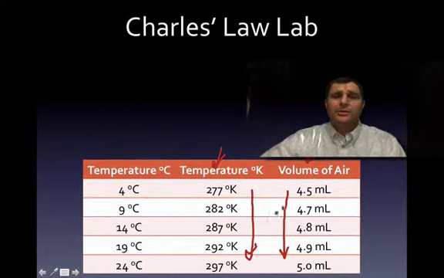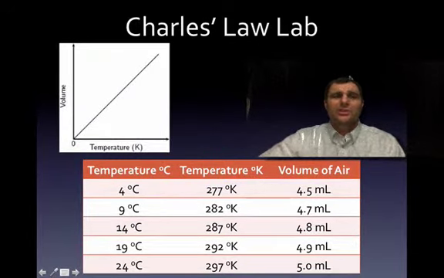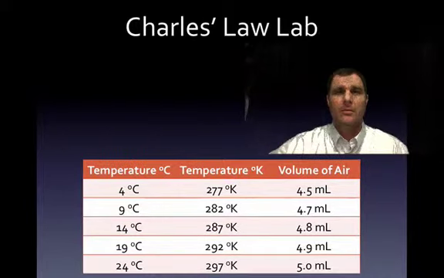Now, if the temperature increased and my volume decreased, that would be inverse. But again, here we have a direct relationship. Now sometimes you'll draw this in a chart and it'll look something like this. A direct relationship should have this nice straight line running right here between the two variables.